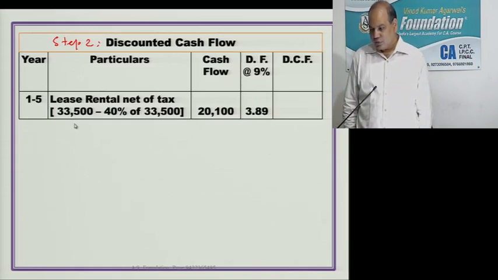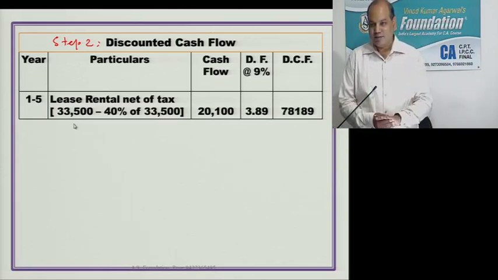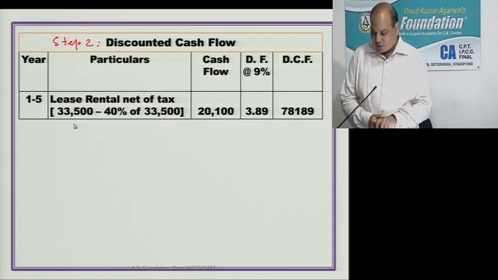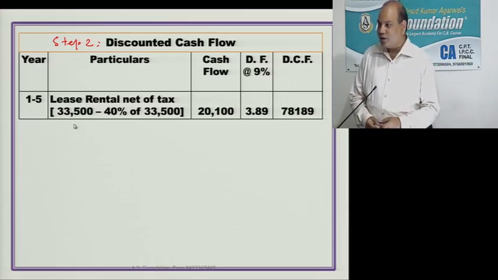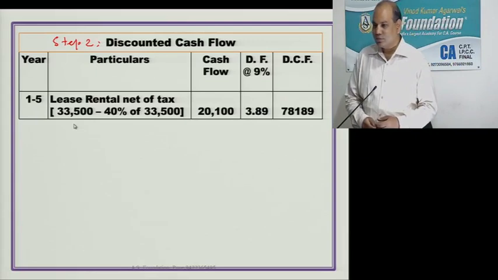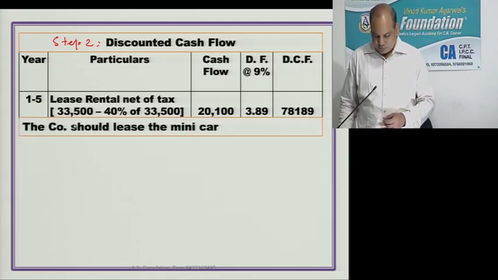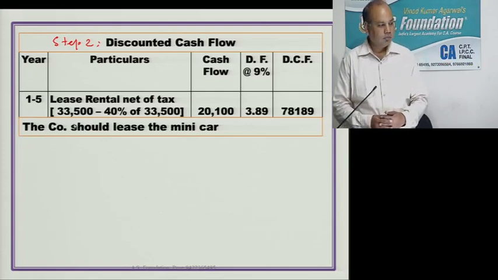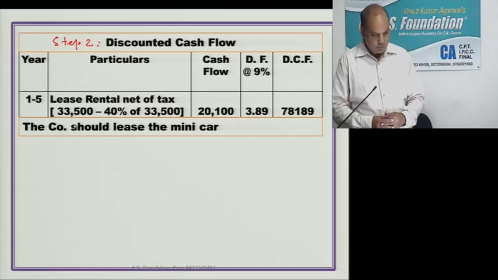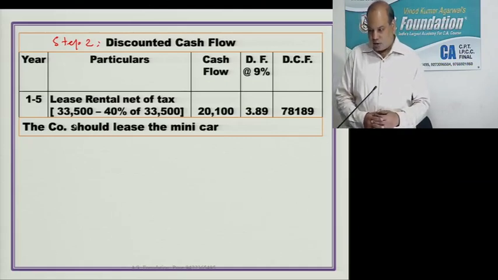Just go to loan option, 3.89. Save time. Don't reinvent the wheel every time again. Okay, invent something new. So the answer is 78,189. Compare the two. Which is better? Lease option is better. Decision. Right below decision: the company should acquire the mini car on lease.